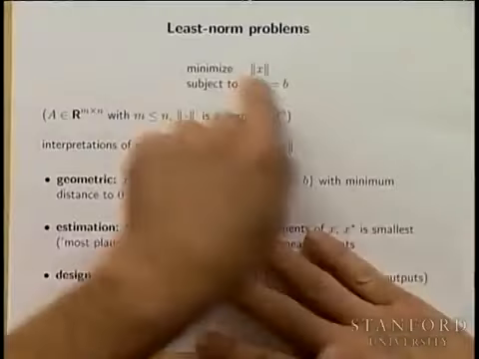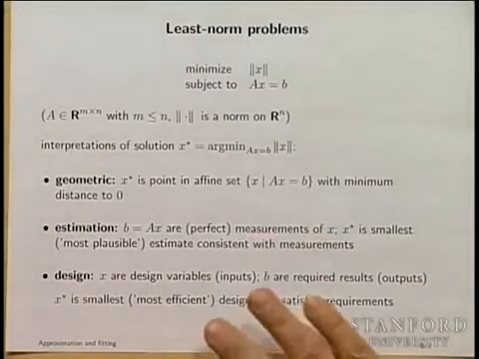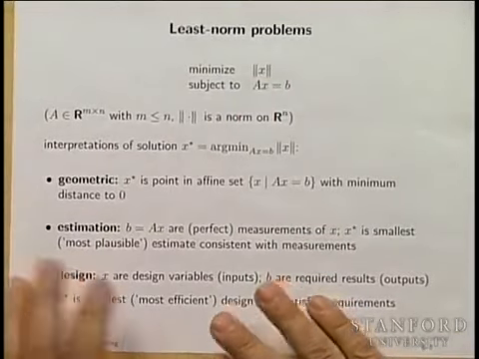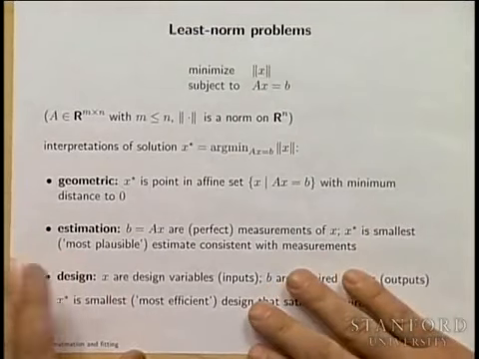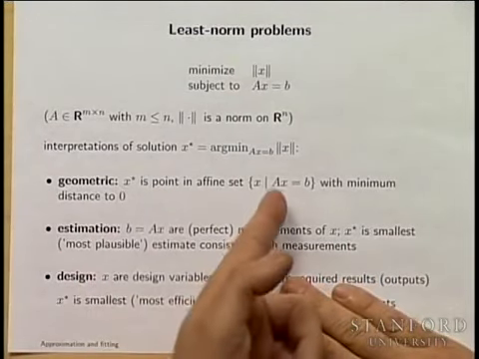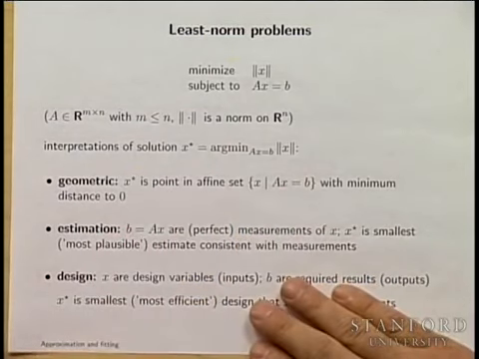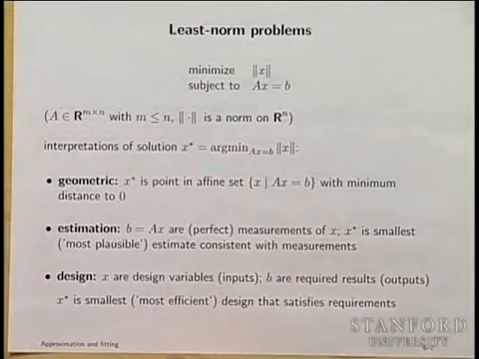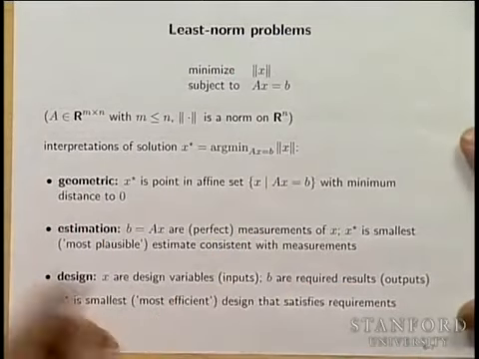Okay. Now the dual of these are least norm problems. In a least norm problem, you minimize norm X subject to AX equals B, and there are lots of interpretations of this. One is that you have a set of solutions, AX equals B. That's, again, an affine set, and you want to compute the minimum norm point. That's the projection of the point 0 onto this affine set.